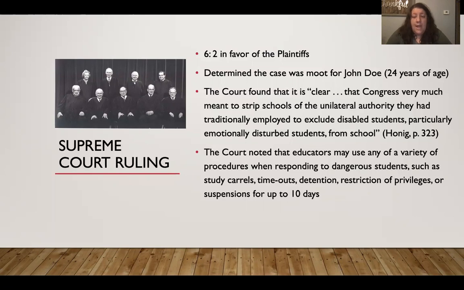And lastly, the court highlighted and noted that educators should and may use a variety of procedures when responding to dangerous students, such as study corrals, timeouts, detention, restrictions of privileges, or suspensions for up to 10 days. When we look at how this impacts us now, we might say that the behavioral planning that is expected of us around students with emotional impairments is directly coming from this court's ruling that we must plan around students and decrease the likelihood of behaviors occurring, especially if we attribute their behaviors as a result of their disability.